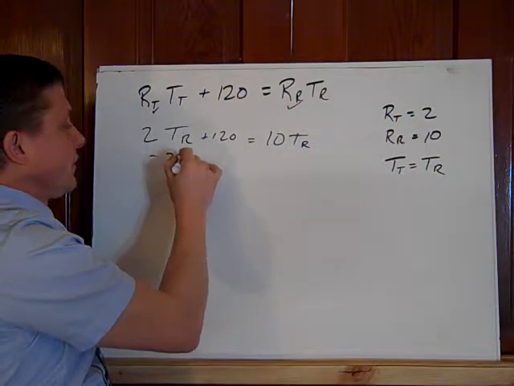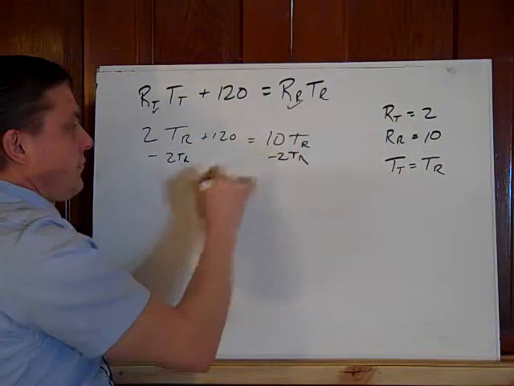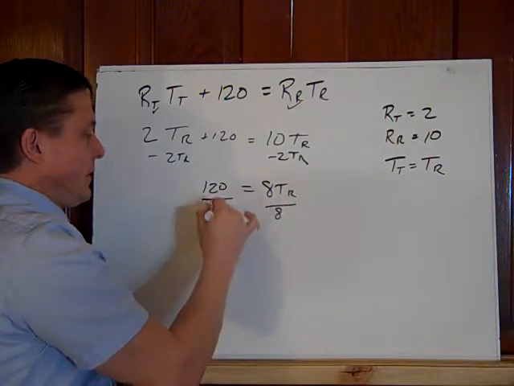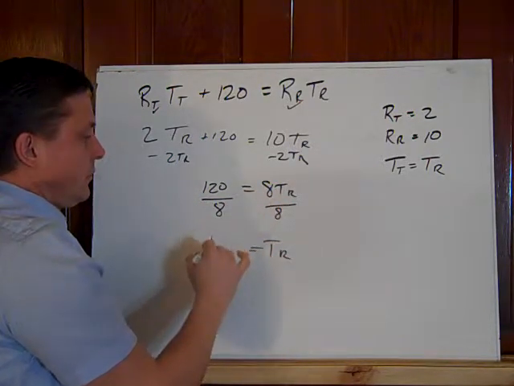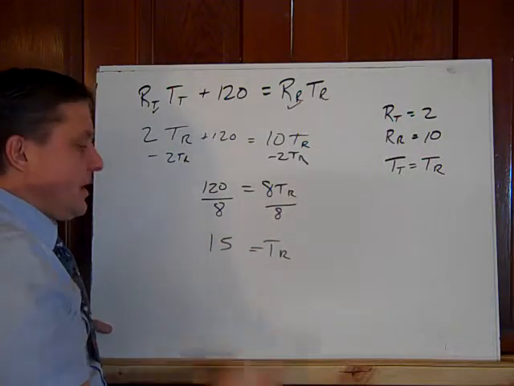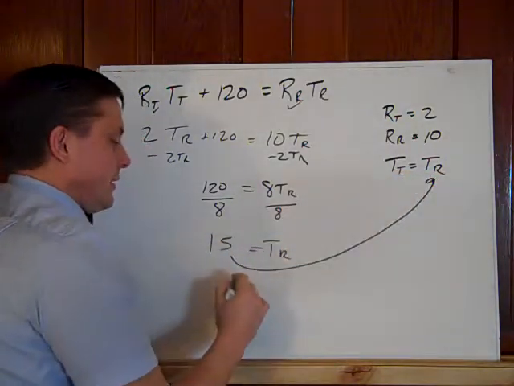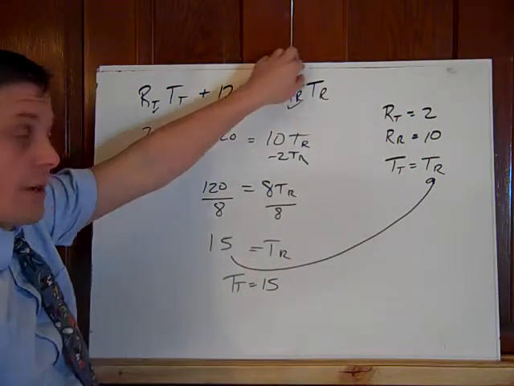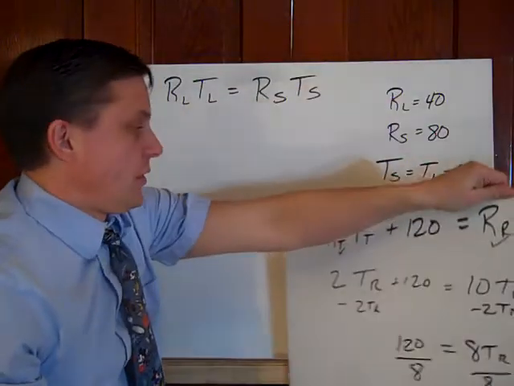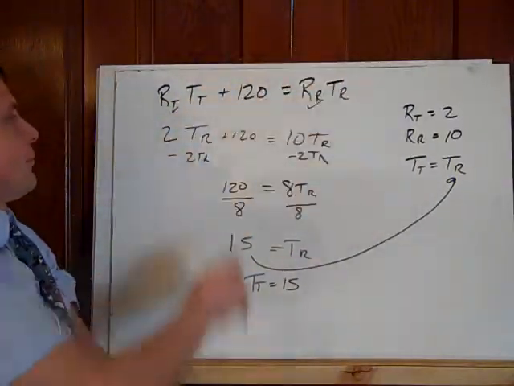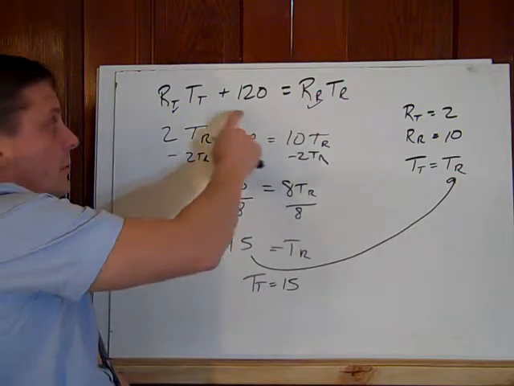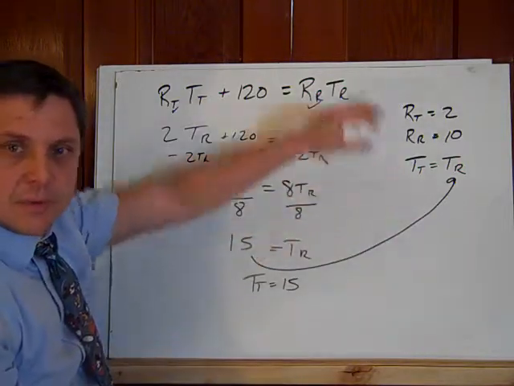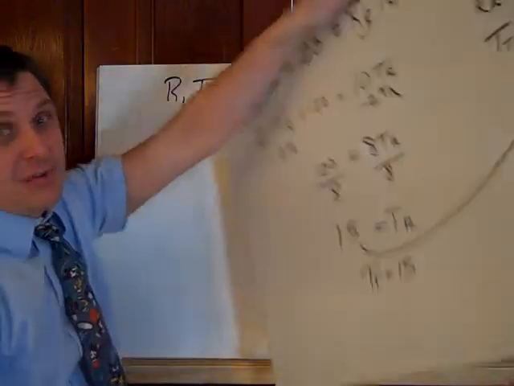I'll move 2TR to the other side. By subtraction, 120 equals 8TR. Divide by 8. And I get TR equals 15. And if TR is 15, what's TT got to be? It is also 15. Again, pretty straightforward problem. 4 equations, 4 unknowns. Oh, I said I'd say what kind of distance, rate, time problems. Tommy went 120 miles less than Ralph, and then gave some times and stuff like that. And again, we'll have to develop these equations later.